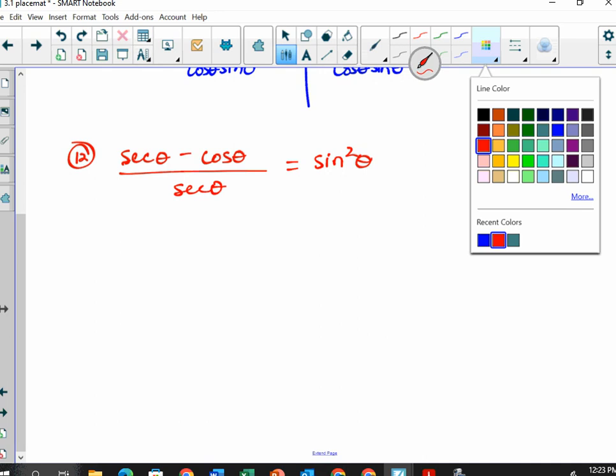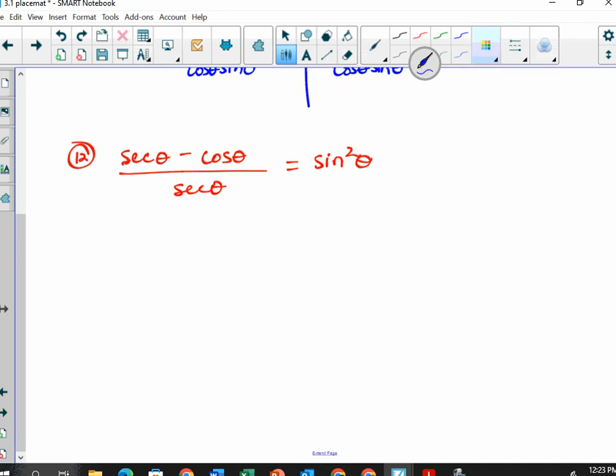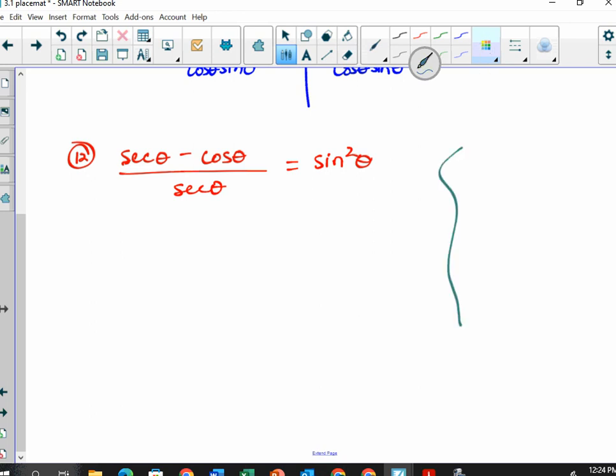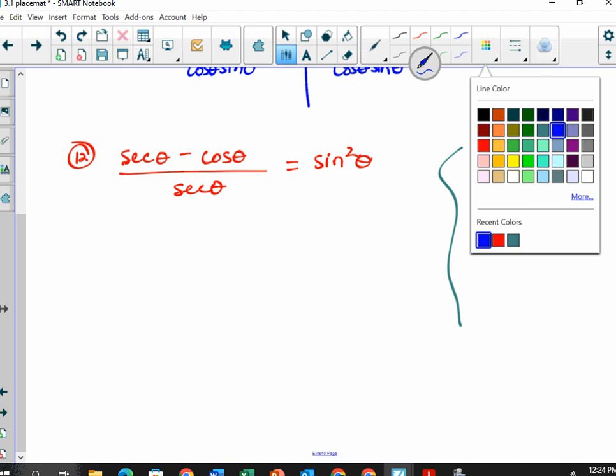Okay, a couple different ways to do this. I feel like I say that every time, but there usually are. So you could do secant as 1 over cosine and do some common denominator stuff. Or, guys, do you recognize this? If I have like 4 minus 5 over 2, do you know that I can make that 4 over 2 minus 5 over 2? Like, do you know that you can split a fraction up like that? Yeah? Okay. That's what I would do here.